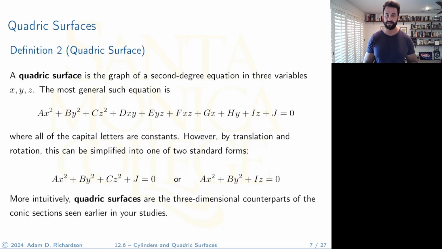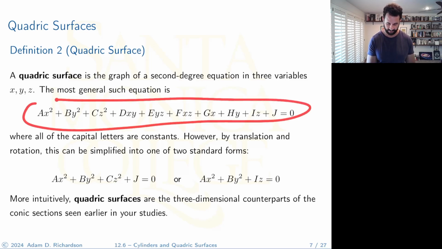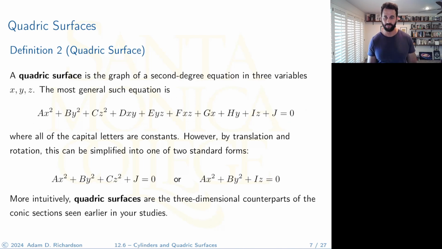Now let's talk about quadric surfaces. And this looks super duper complicated, but it's not as complicated as it looks. A quadric surface is the graph of a second degree equation in 3 variables. We'll say they're x, y, and z. And the most general such equation for a quadric surface is this. Whew. This is the most general form. You can kind of see the structure here. x squared, y squared, z squared, each with a coefficient. The xy terms, the yz terms, the xz terms, each with a coefficient. Then the x, y, and z terms, each with a coefficient. And then the constant term.